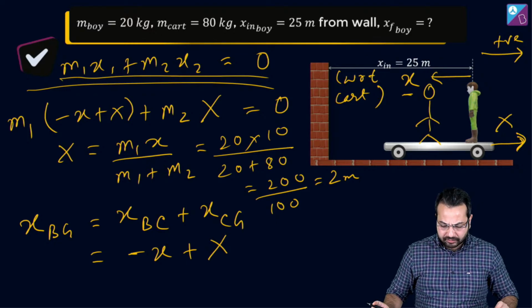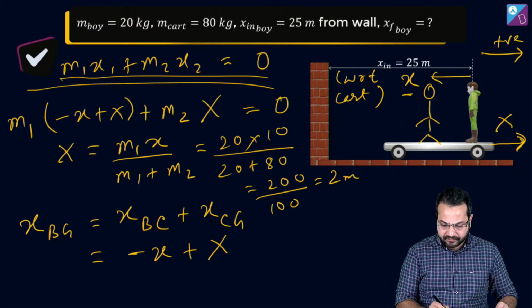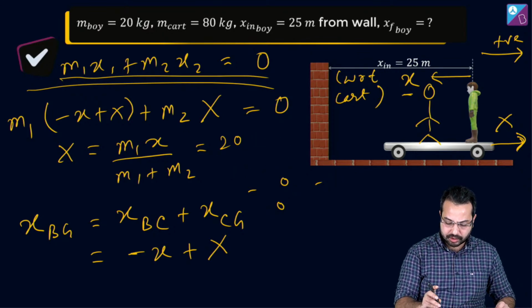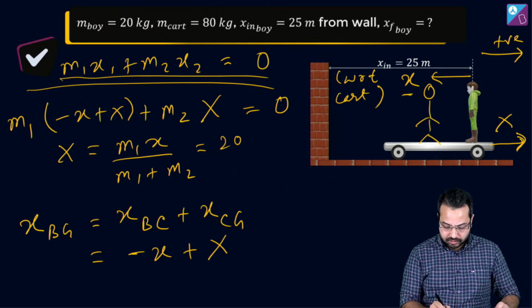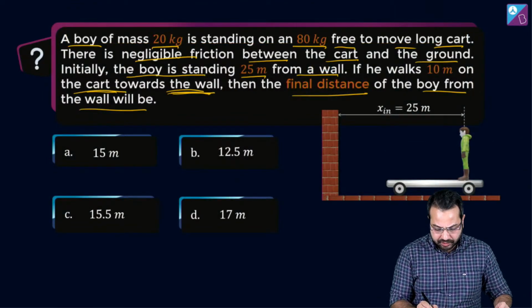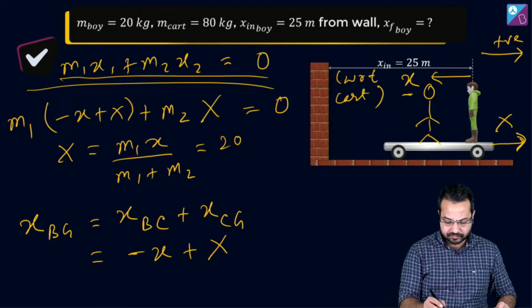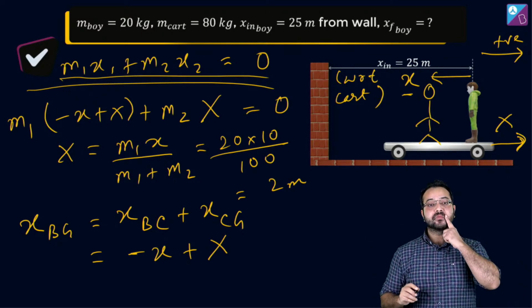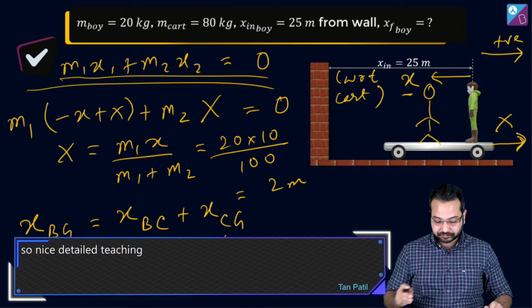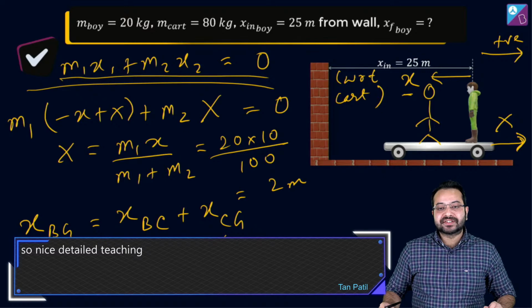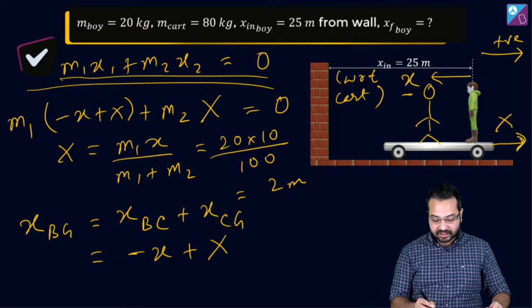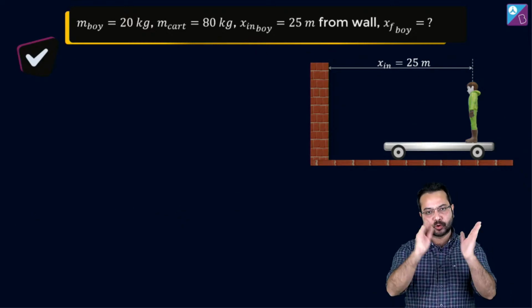Okay, did I do any calculation mistake over here? Why do I feel I've done some? Oh, it's 25. I'm so sorry. Let me check. Okay, it's 10 meter. No, I think I've done the right calculation. So 20 into 10 divided by 20 plus 80, which is 100. So this is going to be 2 meter. Okay, so 2 meter is the displacement of what? It is the displacement of the cart. Is that correct?